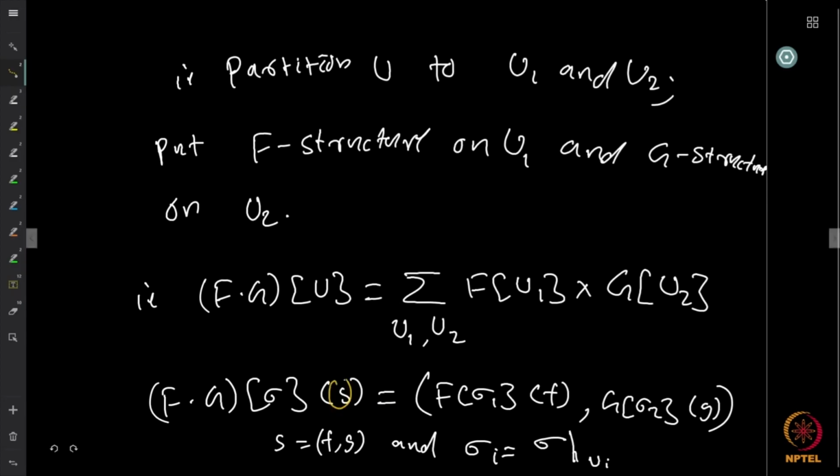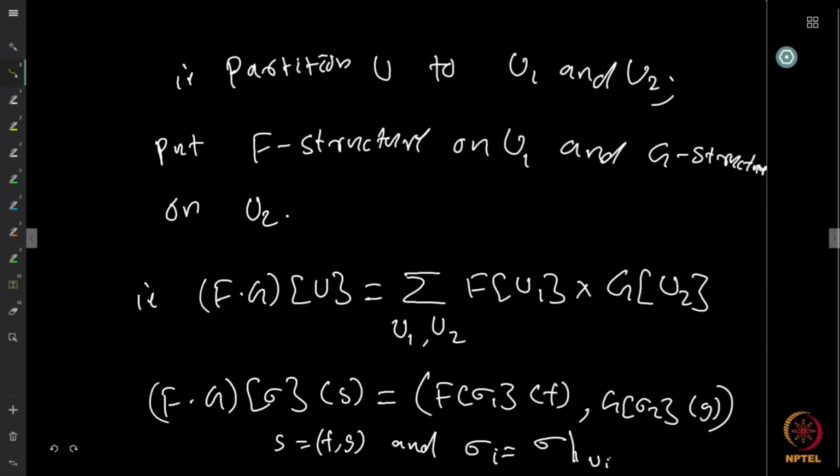Now, what is S? S is an object of type F dot G. But we know that any such S is basically of this type, right? F of U1 cross G of U2. So therefore, it has actually two components, right? So let us say that that is basically f and g, right? So small f and small g. So if small s is (f, g), then this sigma must act separately on f and g, where sigma i is the projection of sigma, right?